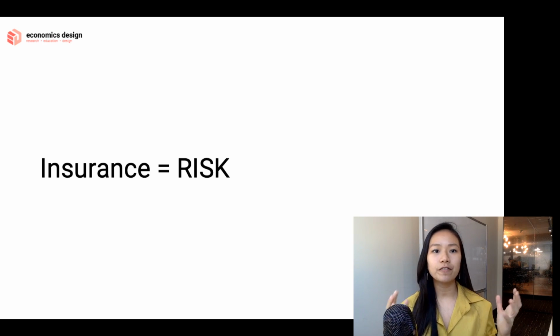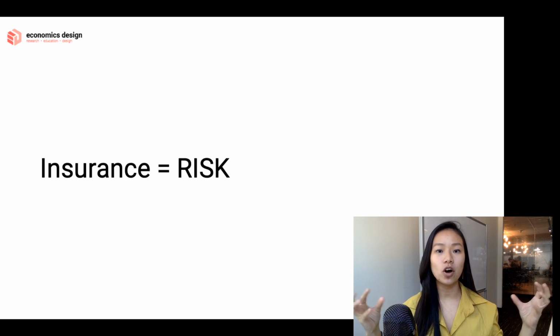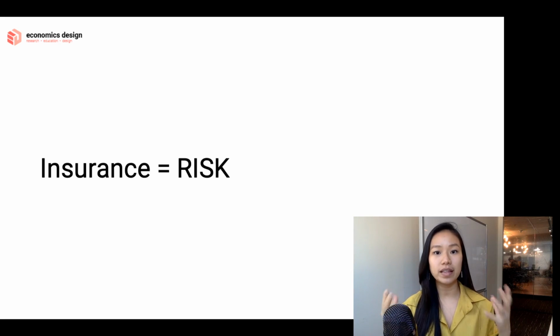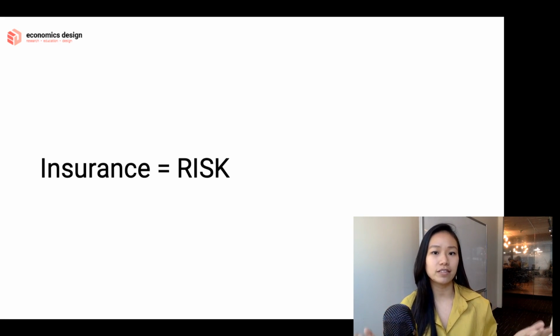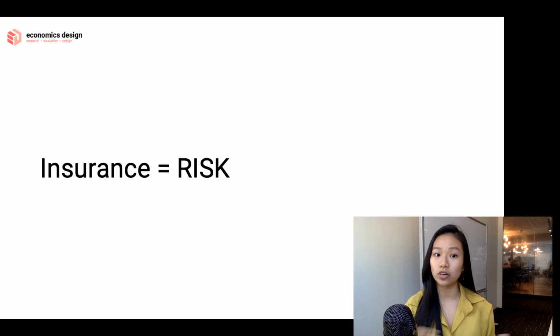But you know what? If the insurance industry has lasted for so long, it just means that the market proves that this industry or this sector is worthy enough for them to continuously exist. So insurance has a value to add. Otherwise, it wouldn't last for so long.